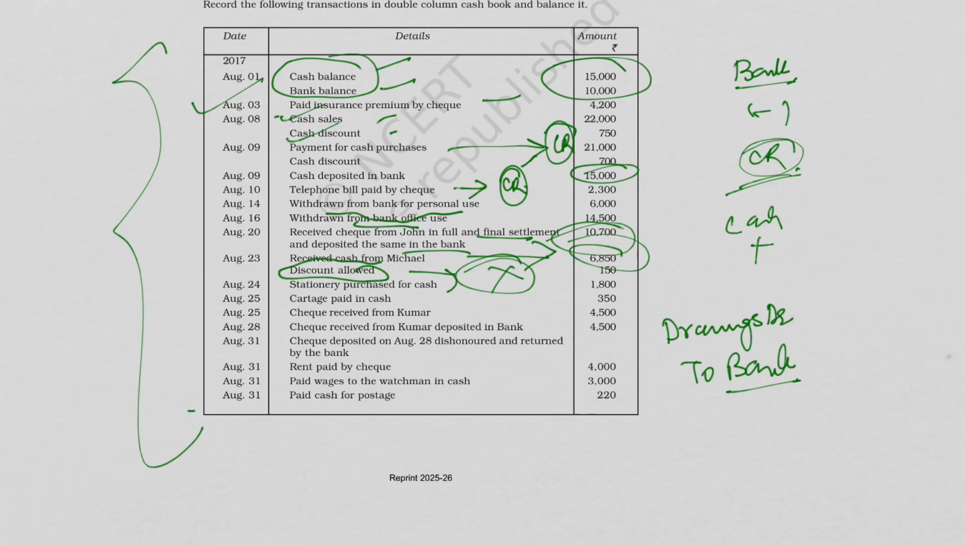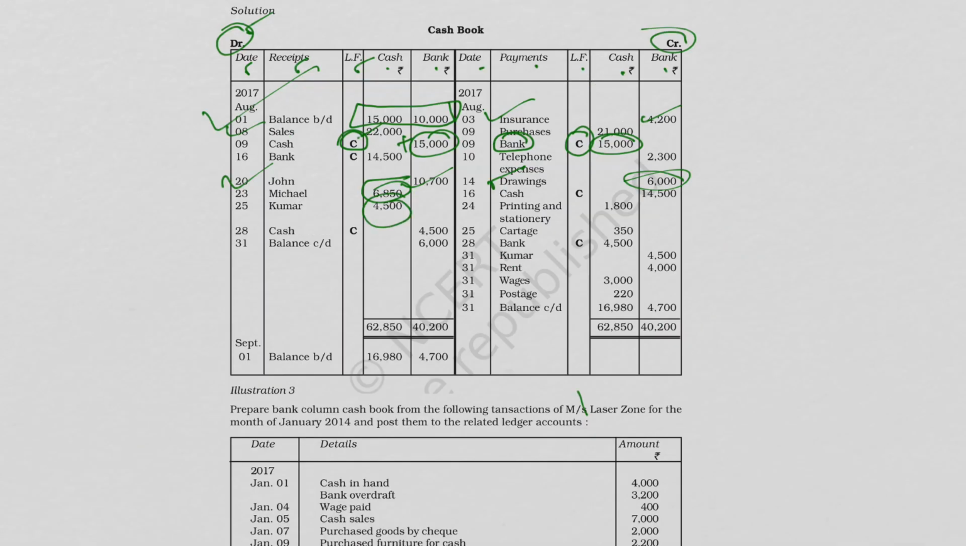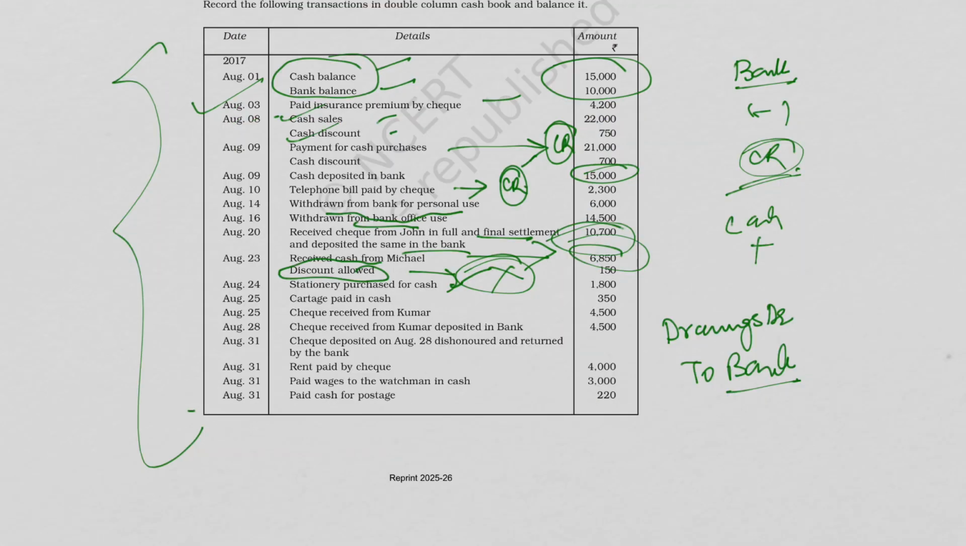Then we have stationery purchased for cash. This is simple. This is just an expense. So on the debit side of cash book, we'll write it here. Sorry, no, on the credit side, all these expenses will come. Printing, stationery, rent, wages, postage. On the credit side, it will come.